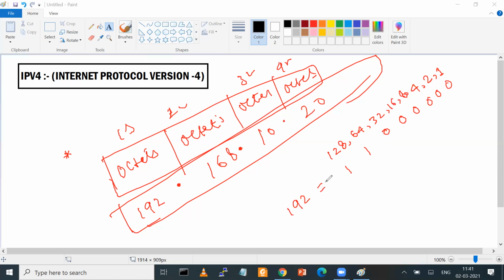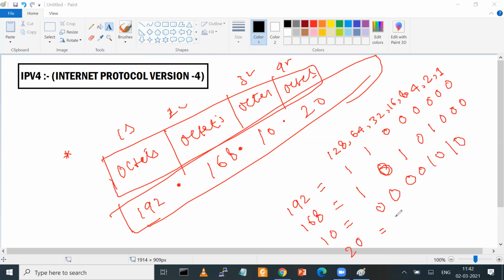Now 168. Let's say you want to make 168. For 168, there should be 128 and 32. 128 plus 32 is 160, plus 8. Rest numbers should be 0, because this is what makes 168. Now 10 we have already done many times, so 0 0 0 0 1 0 1 0. 20 we already used last time, so 0 0 0 1 0 1 0 0. So this is the binary conversion.